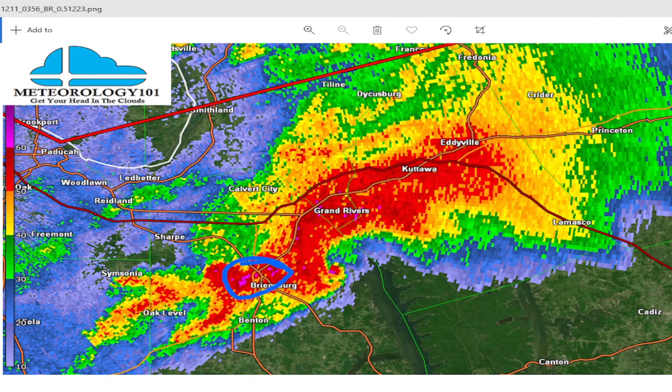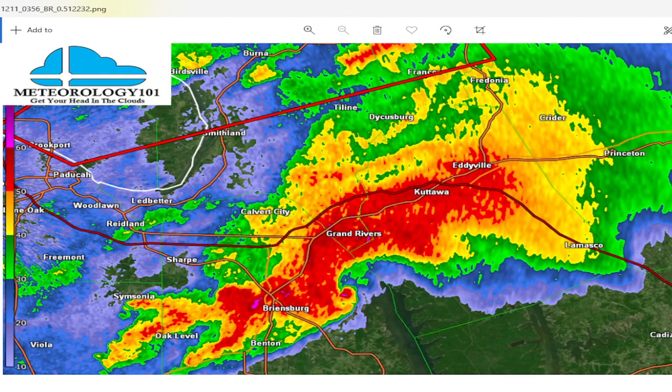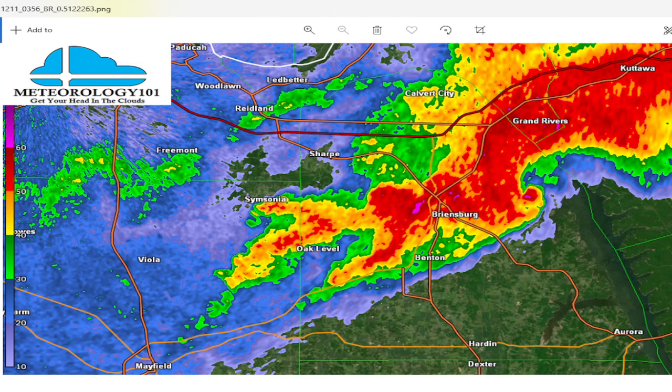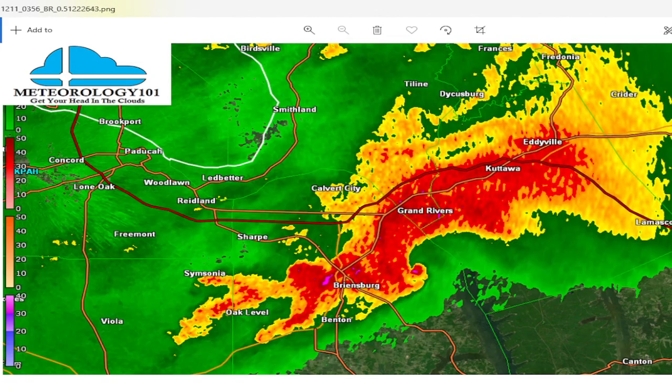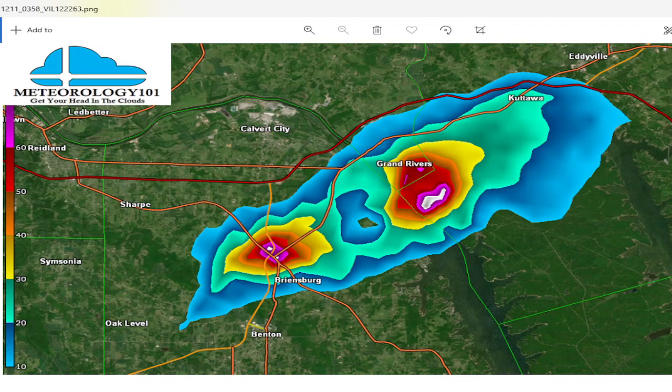We got 60 dBZ in the debris field, and then 60 dBZ behind that with another hook. Let me continue with these pictures. This is Paducah, Kentucky radar, until this radar went out. I think it took a hit by this tornado, pretty close, and the radar did go out that night.